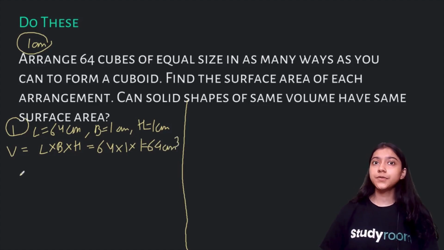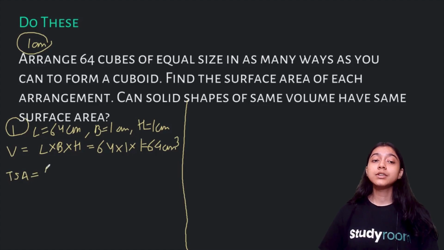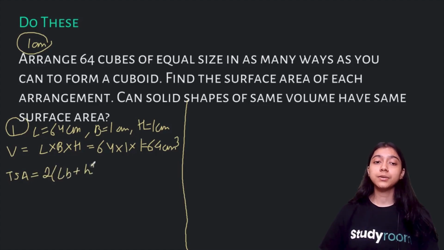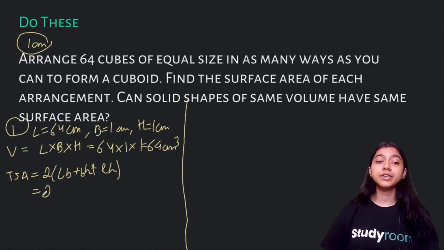Now let us find the surface area. So we know that the formula for calculating the total surface area of a cuboid is 2 times (length times breadth plus breadth times height plus length times height). So over here we'll put the values of length, breadth and height. So we have length as 64 and breadth as 1.